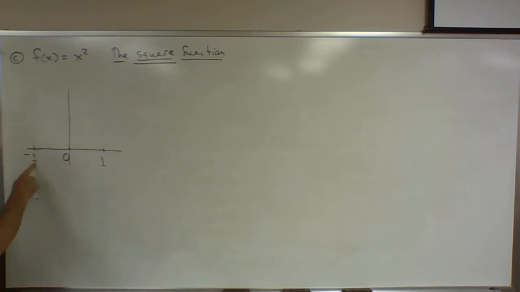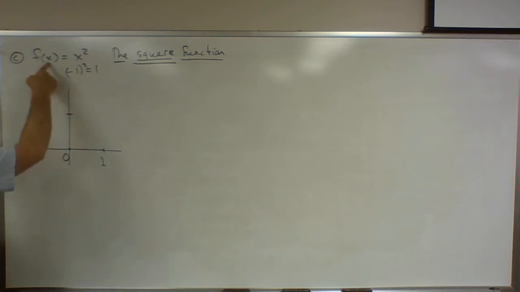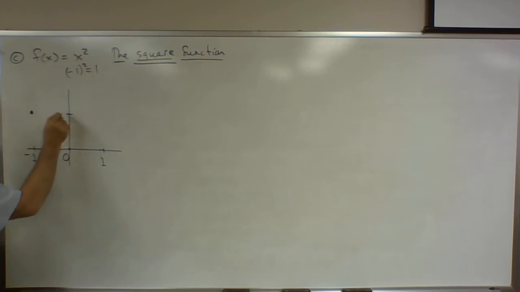If I take -1 and put it in here for x, I'm going to get -1 squared, which is +1. So when x is -1, f of x, the y value, is +1. So (-1, 1) is a point on this graph.